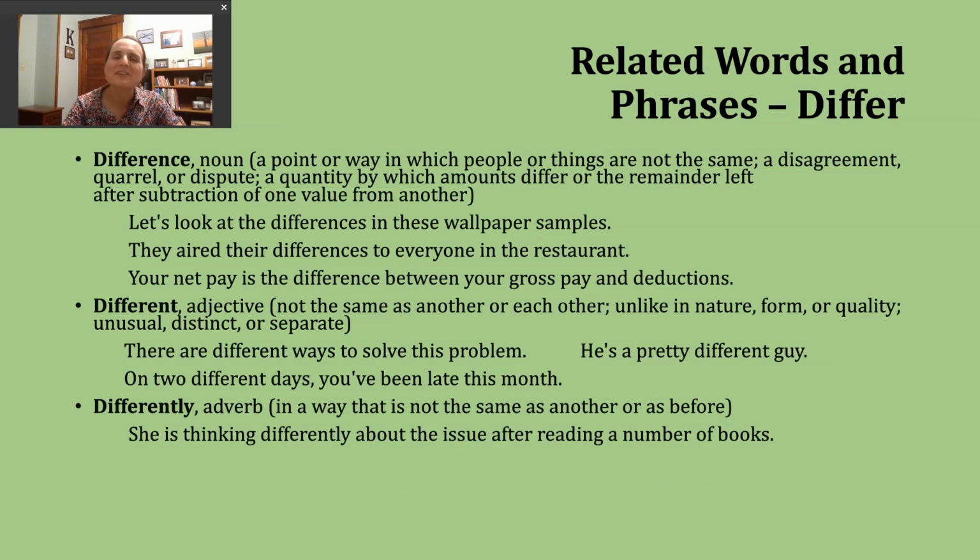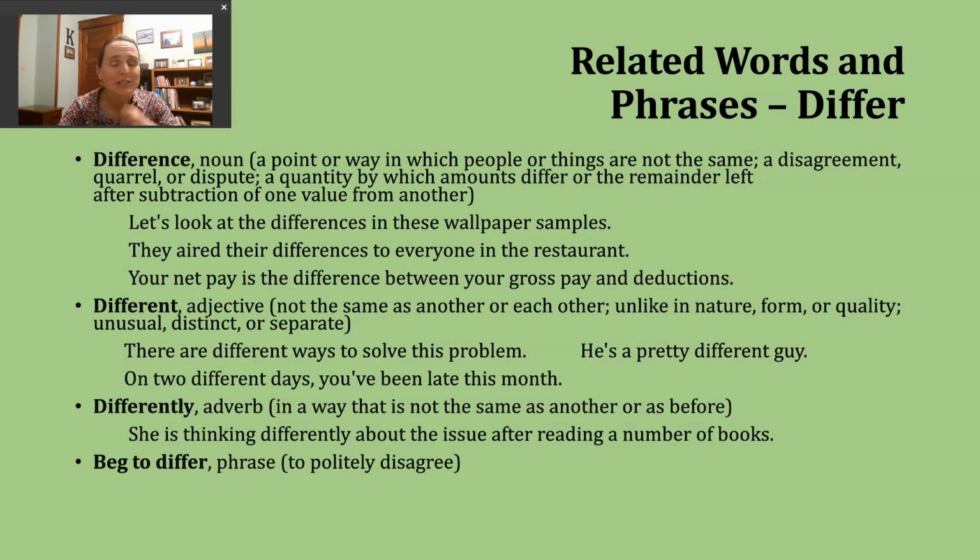Another word you might encounter is the adverb differently. This is describing either an action or maybe another adjective that is done in a way that is not the same as another way or not the same as before. An example of this: she's thinking differently about the issue after reading a number of books, right? So whatever her thought process was about something, it has changed.